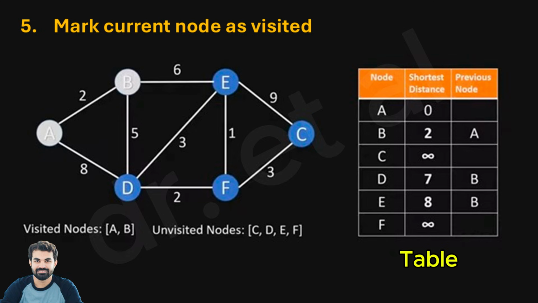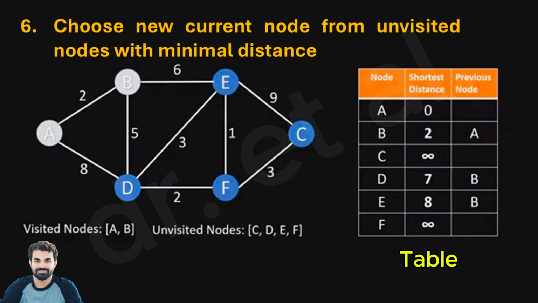In the next step, we select a new current node from all the unvisited nodes, picking the one with the smallest distance. In this case, node D is the one with the minimum distance of 7. Next, we calculate the distance to all unvisited neighbors of node D. Since the shortest distance from A to D is currently 7, we add 7 to the distances of its neighbors.